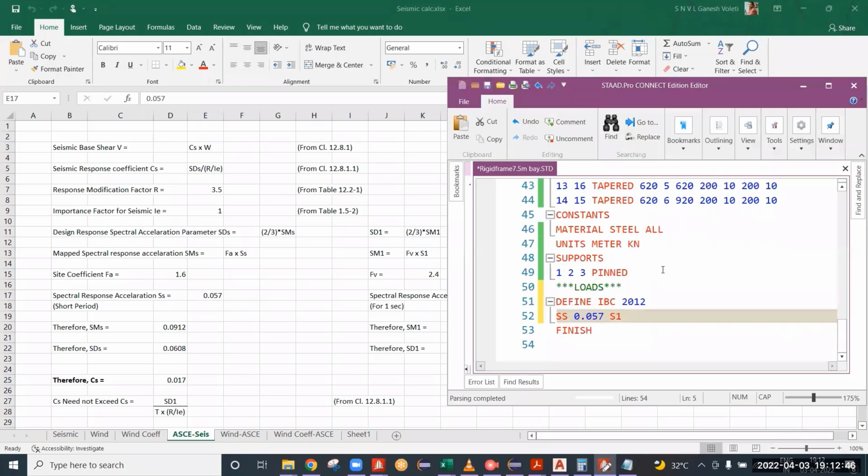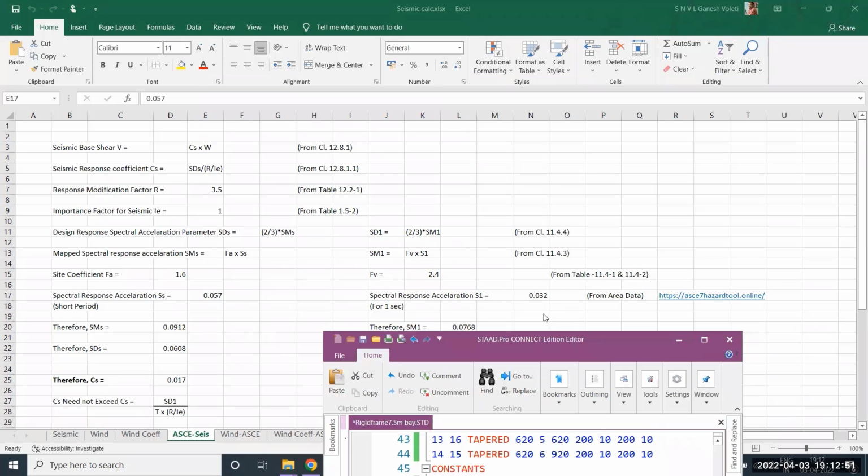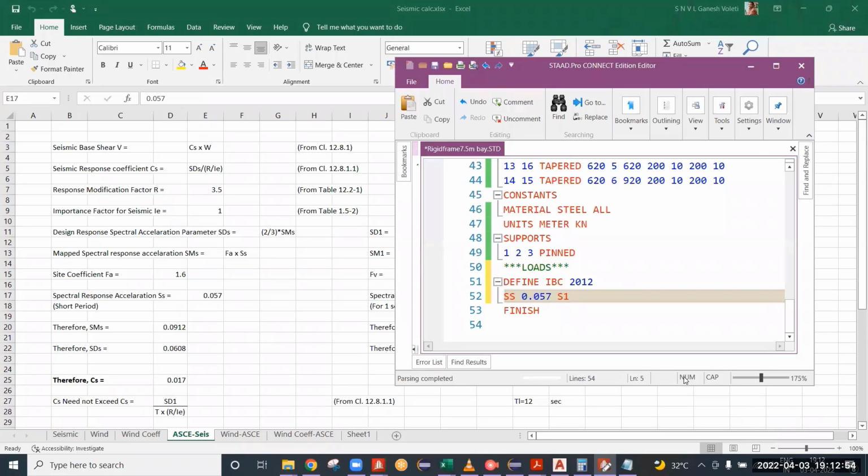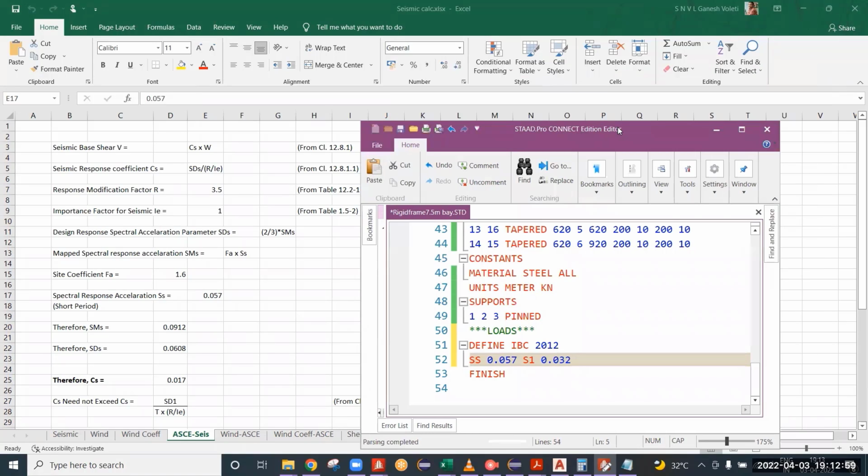Okay, guys. Thank you. SS is 0.057 in our example, and S1 is 0.032. You remember all these things from the seismic calculations, right? Then Rx. What is meant by R? Response modification factor in X direction and in Z direction. Actually Z direction is not needed, but as a formality we need to give Rz. Both Rx and Rz are 3.5. And then S class.